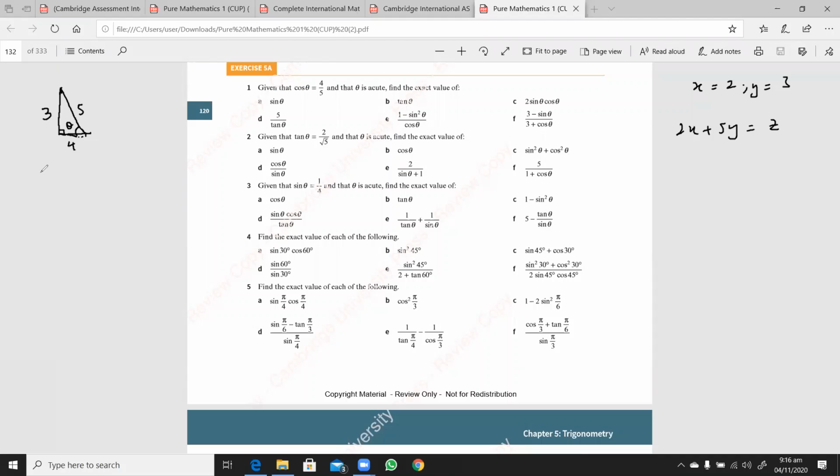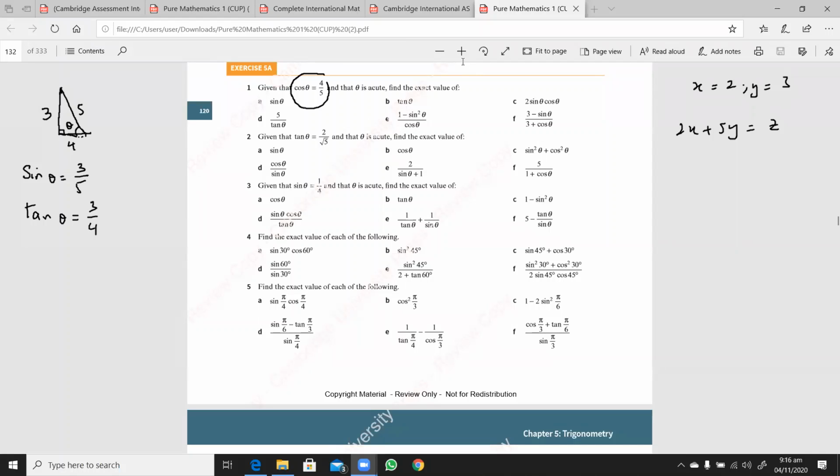Now we had cos theta as 4 over 5. So from here we can say sine theta would be 3 over 5, and tan theta would be 3 over 4. So we had the value of cos theta given here, that is 4 over 5, and using that value, we determined the values for sine theta and tan theta.